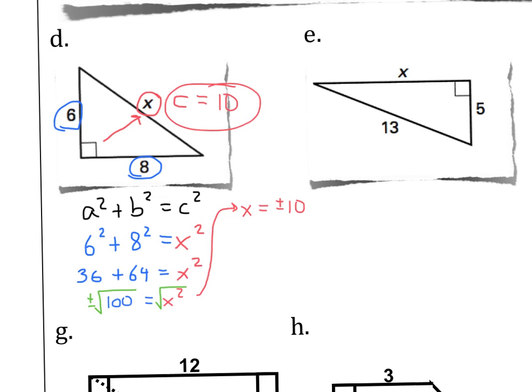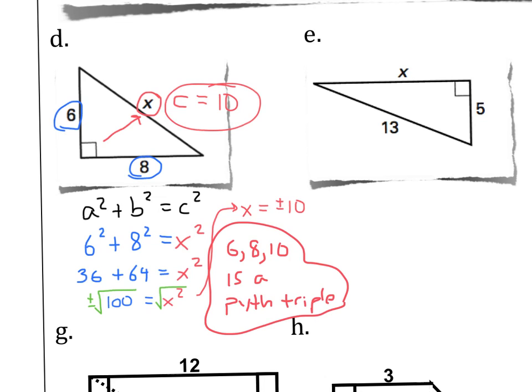And now to answer the second part on letter D, the question is, is this a Pythagorean triple, 6, 8, and 10? And the answer is yes, because 6, 8, and 10 are all whole numbers. It is a Pythagorean triple. So 2 answers. Number 1 is that x is 10, and 2, this is a Pythagorean triple.